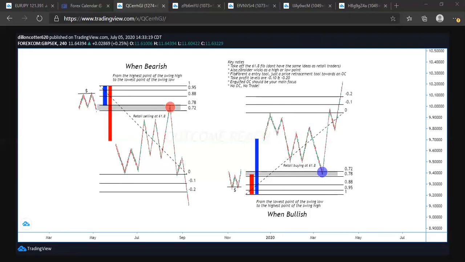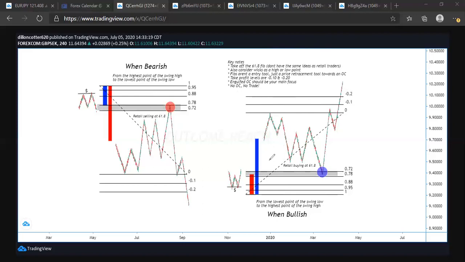Now I want to make this clear again. Fibs are not an entry tool, right? It is a price retracement tool towards our outcome candle. It is a price retracement tool towards your point of interest, right? Any other catalyst in the market is why price rejects from a certain area; the last catalyst it's going to be is because of a price retracement tool. It's not because of a Fibonacci that price rejected from where it did.